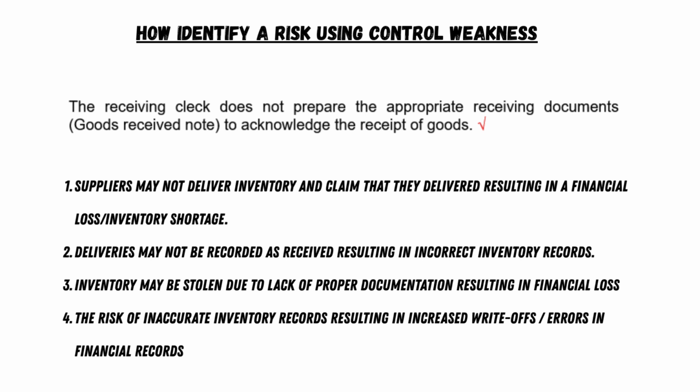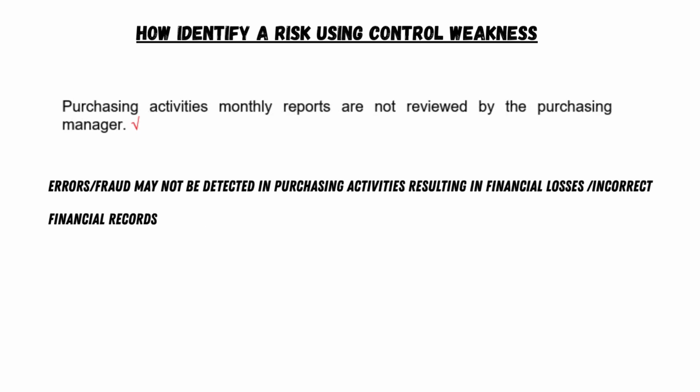But remember, we also use these goods received notes to record our inventory. We use them as a source document to prove that a transaction has taken place. So there is also a risk of inaccurate inventory records, which can result in increased write-offs or errors in financial records. Because if you don't know what you've received, and you did not acknowledge it via a goods received note, your inventories will be inaccurate as an organization, and at a later stage the consequence is that there will be a financial loss. There will also be some write-offs that will need to take place within that organization.